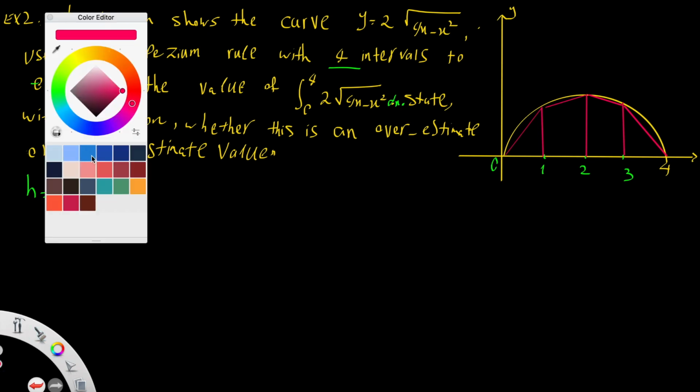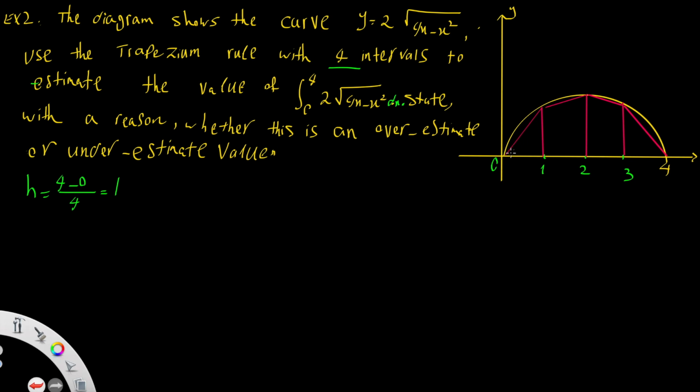Now, again, I find the corresponding y-coordinate for each point. For 0, it will be 0. For this point, if you put 1 in the equation, it would be 2 radical 3. For this point, if you put 2, it will be 4. For 3, it will again be 2 radical 3. If you put 4, again, it will be 0.